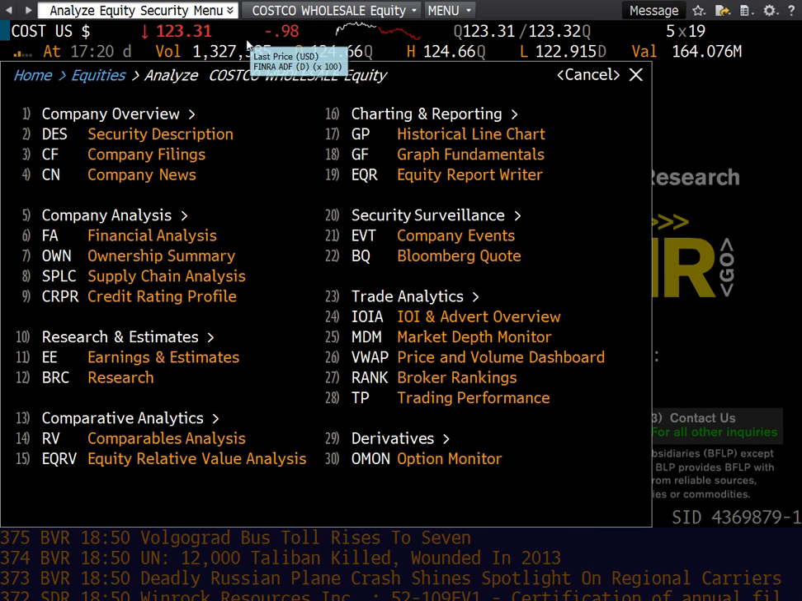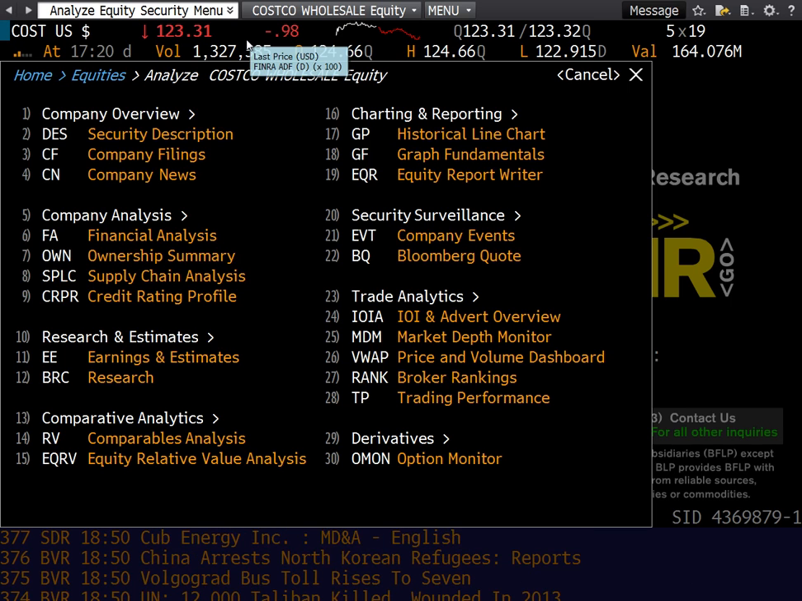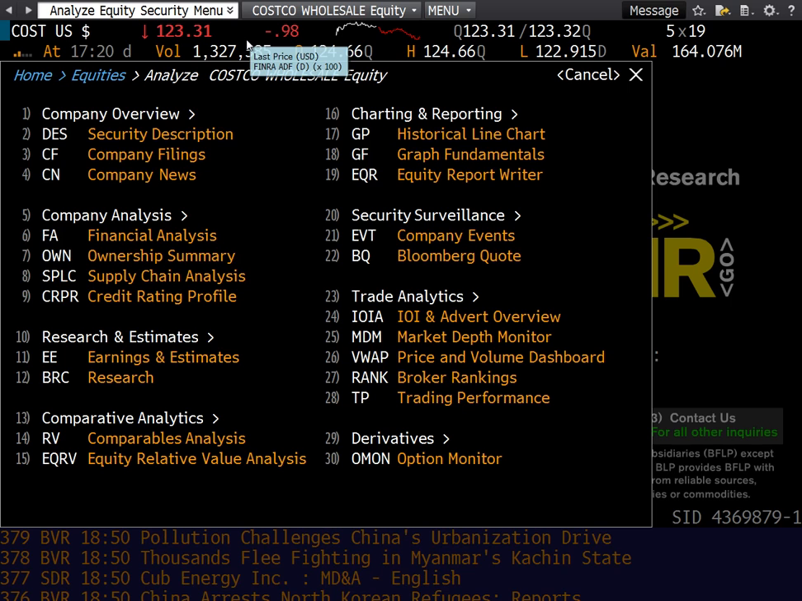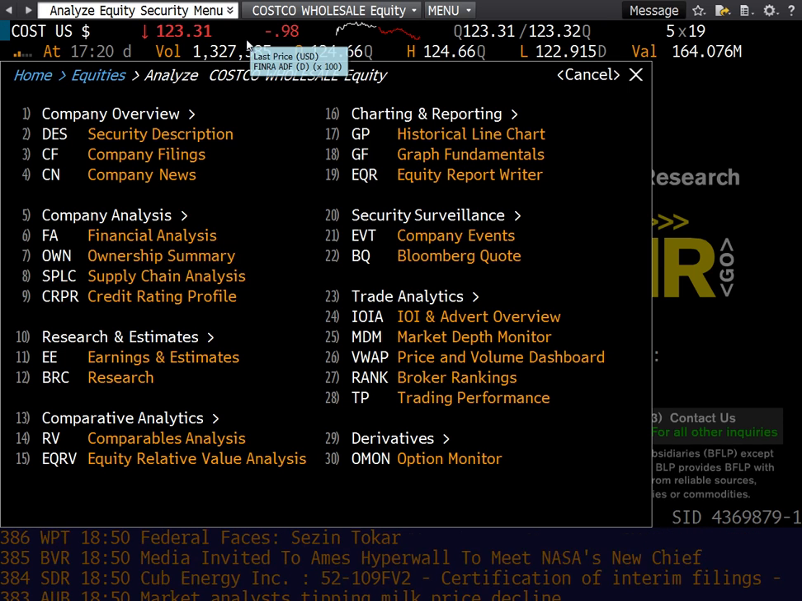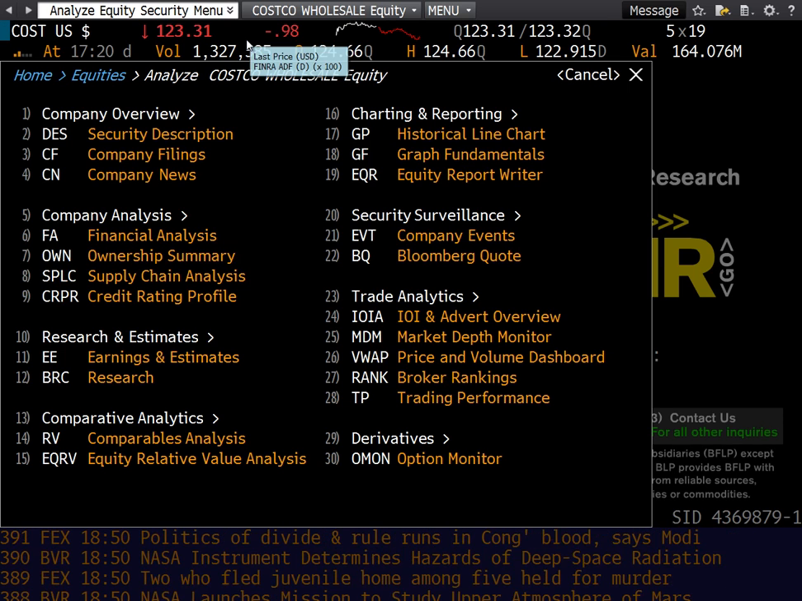It's not whether we agree with those assumptions. It's just we have to figure out what kind of assumptions could be made on a cash flow basis to get us to a 123.31 stock price. That's what the as-is valuation is about.